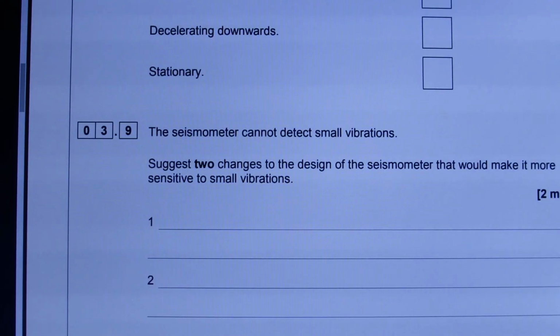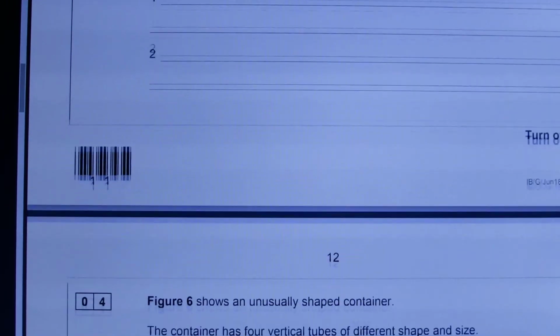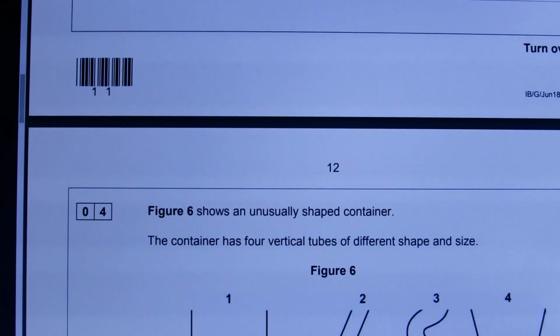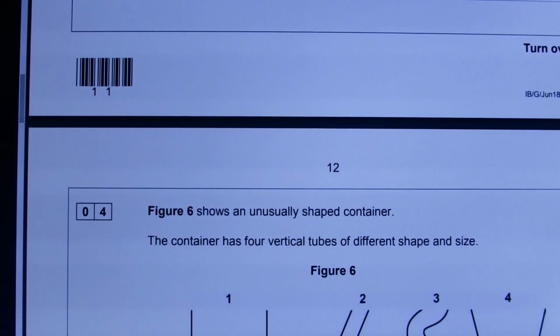Seismometer cannot detect small vibrations. Suggest 2 changes to the design that would make it more sensitive. More powerful magnet and more coils of wire, because the more coils of wire there are, the more current will get generated by the same movement. Because yes, another change, which is to add things that will detect movement in the other 2 axes rather than just the vertical, but hey.